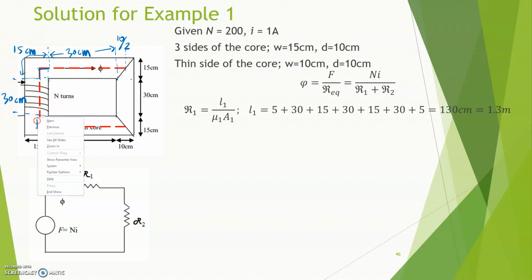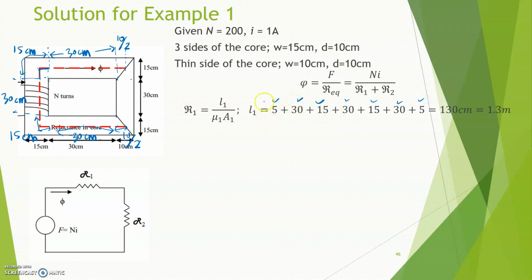You have 15 divided by 2 here, and 15 divided by 2 here, so that's why here is 15 cm. Finally, here you have 30 cm, and finally here you have 10 divided by 2. So you can just add on the mean length for core number 1. Here you have 5 plus 30 plus 15, plus 30 plus 15 plus 30 plus 5.